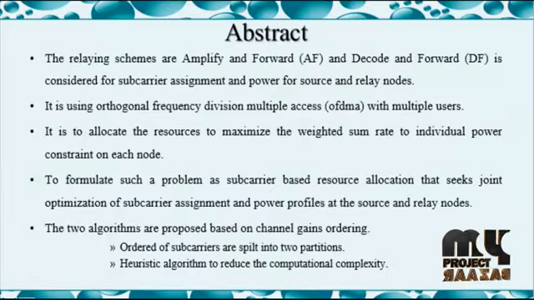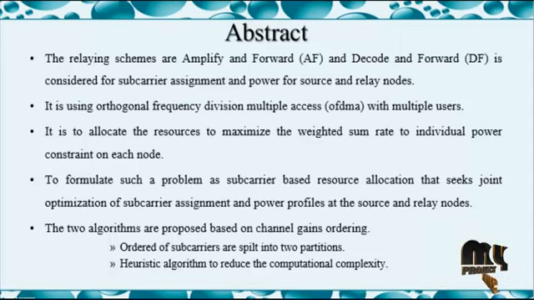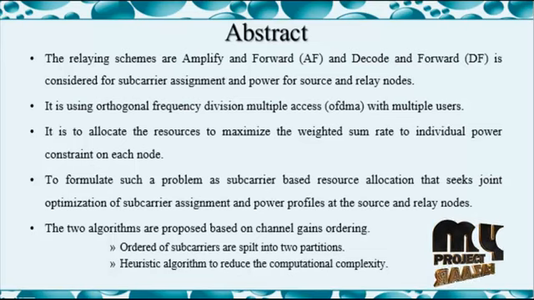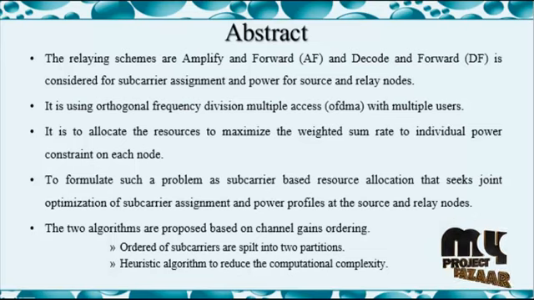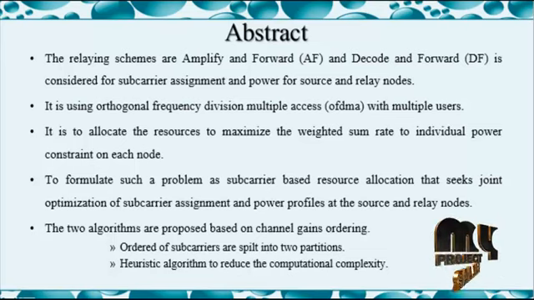Let us discuss the resource allocation for multiple sources, single relay cooperative communications for FDMA systems. Let us discuss the abstract of the product. Joint allocation of resources, namely subcarrier assignment and power profiles at the source and relay nodes, is considered for both relaying schemes, that is AF and DF: amplify and forward, and decode and forward, with multiple users using orthogonal frequency division multiple access, that is OFDMA.